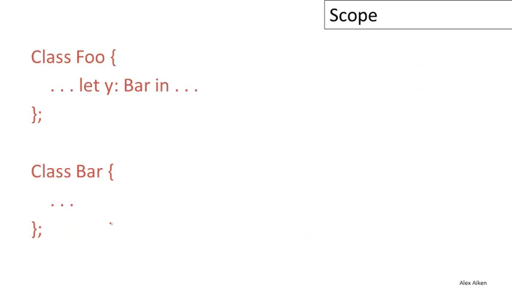As an example, take a look at this fragment of COOL code here. We see that in class foo, we declare y to be of type bar, and then later on, we declare class bar. And this is perfectly fine COOL code. The fact that bar is used before it is defined has no effect on whether the program is correct. This is completely legal COOL code.